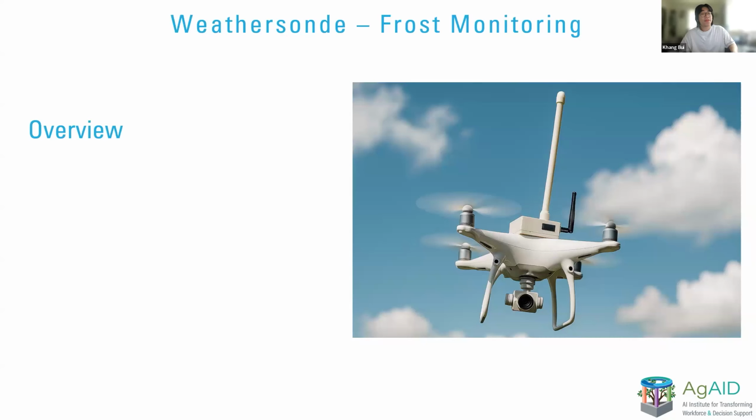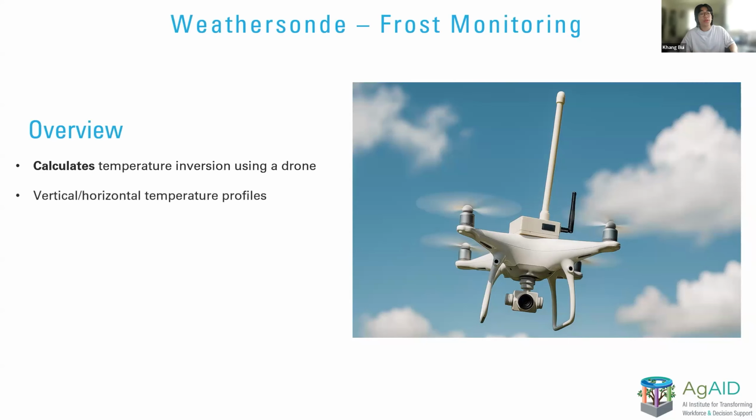The Weather Sonde device is a lightweight drone-mounted sensor package that detects inversion events by collecting vertical and horizontal profiles of temperature. The goal is to give growers real-time data to decide when and where to activate frost protection tools like wind machines.